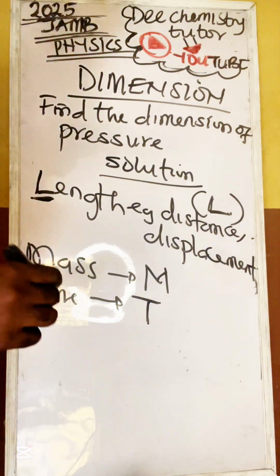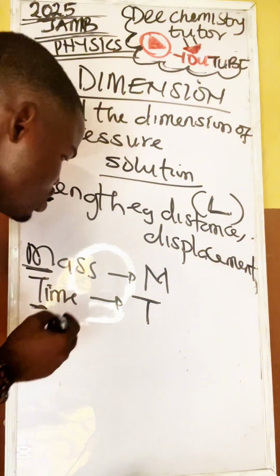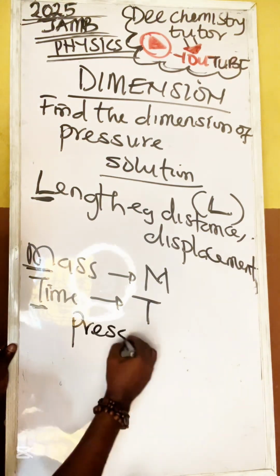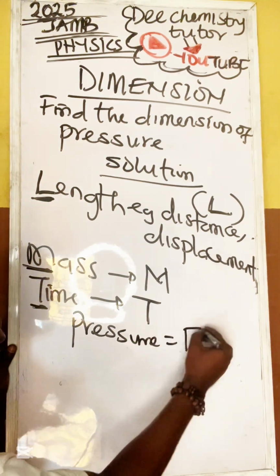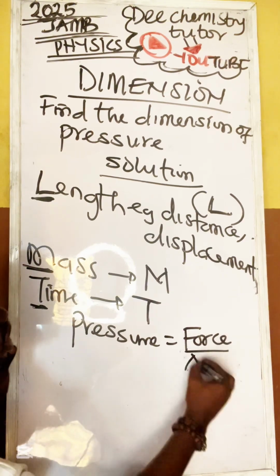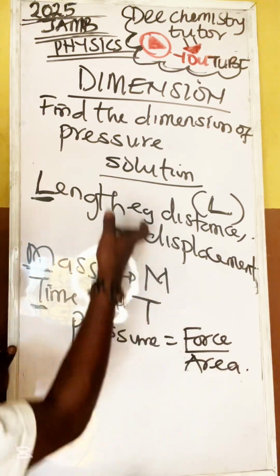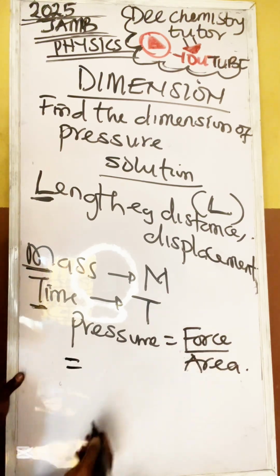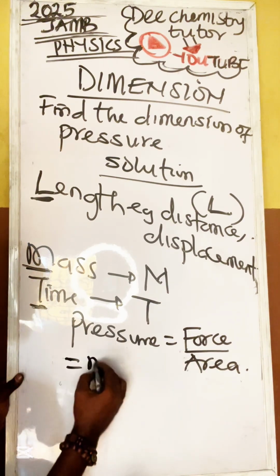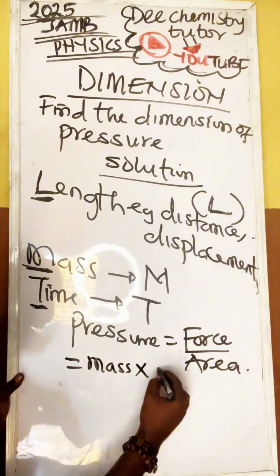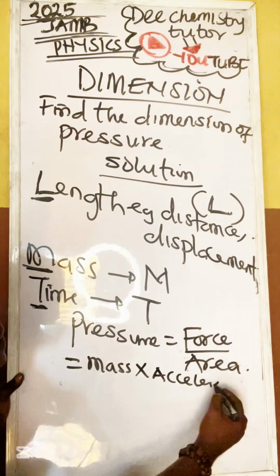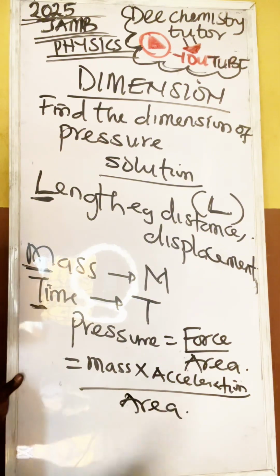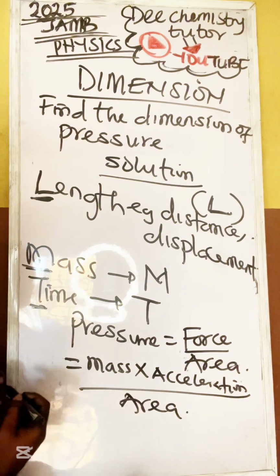Good. Now let's go. You have to understand the formula to be able to get it. Now, pressure, you know that pressure is given to be force over area. Once you understand this, you should not miss this now. Why will you miss this kind of question? Now, look, the force is what? It's going to be mass times acceleration, over area. Right? Now, from here, it is easy.